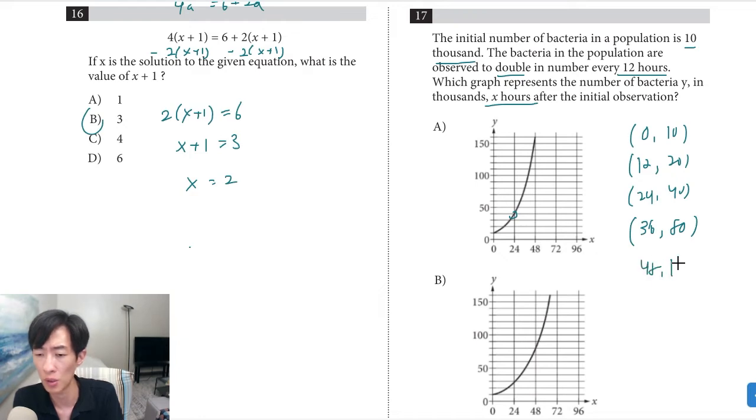At 48, we just have to do one more. That's going to be 160. 48, yeah, that looks about 160. So A so far looks like it's going to be good. I would check at 24 and 48 on all of these. Choice B, at 24, it's a little bit low because right here, 24 is at 30. And then 48 is also pretty low. That's at 80. So B is out.